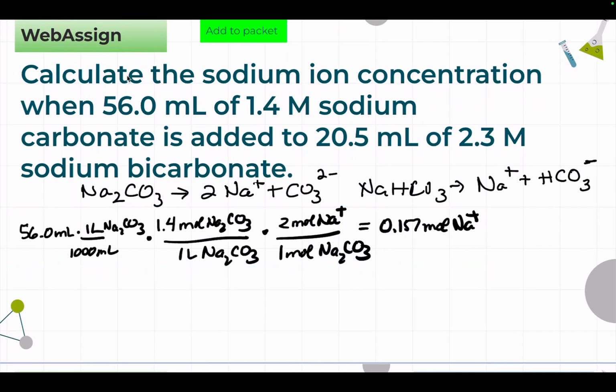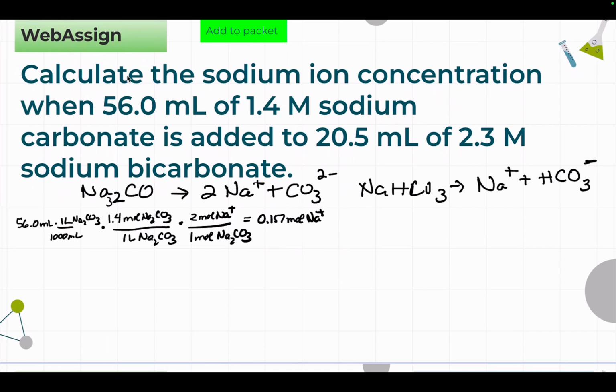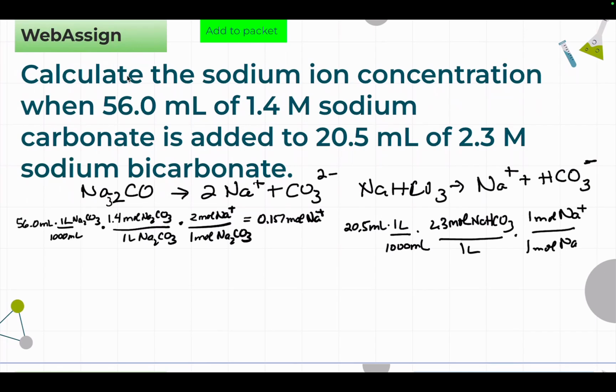Similarly, I'm going to do the sodium bicarbonate, starting with the 20.5 milliliters. I'm going to convert that to liters. I'm going to use the given molarity, 2.3. That many moles of sodium bicarbonate are in 1 liter. And then 1 mole of sodium ion for every 1 mole of sodium bicarbonate. And that will give me 0.0472 moles of sodium ions.